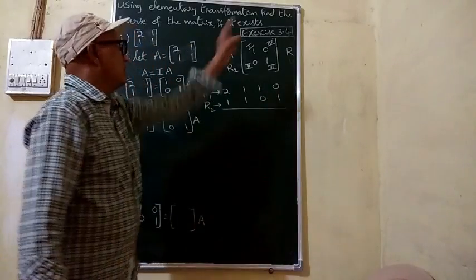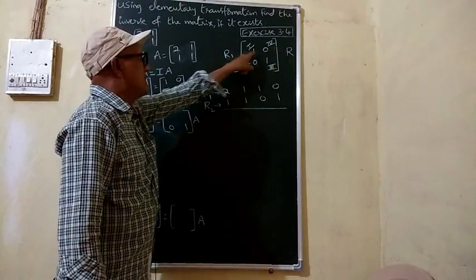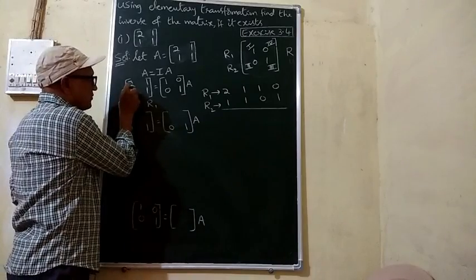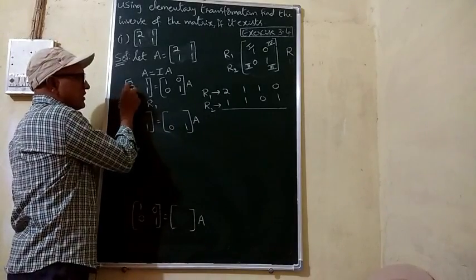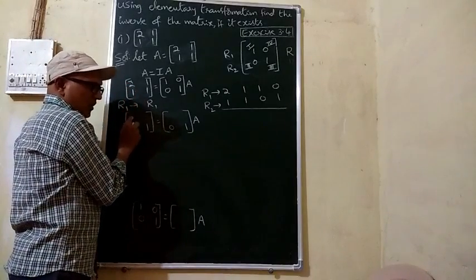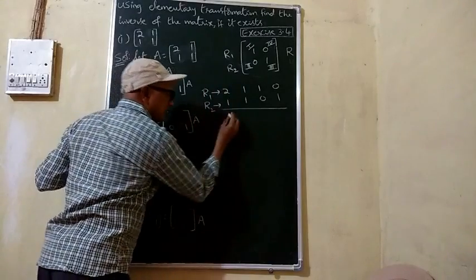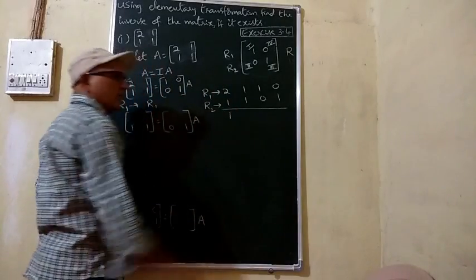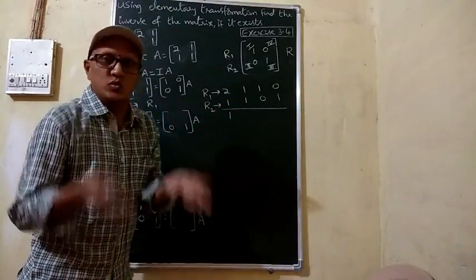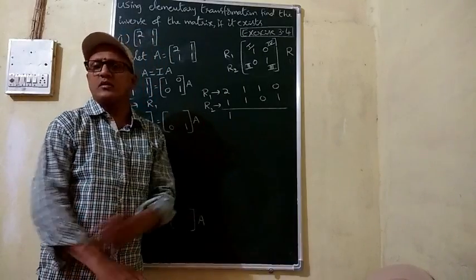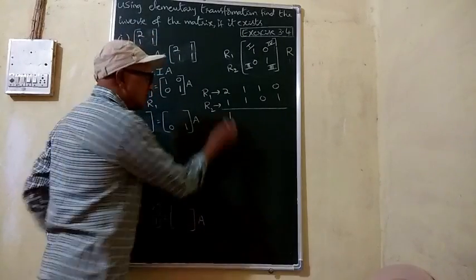What do we want? 1. In which place do we want 1? In place of 2, we want 1. What to do to get 1 here? Subtraction. 2 minus 1 is 1. So we have to subtract.